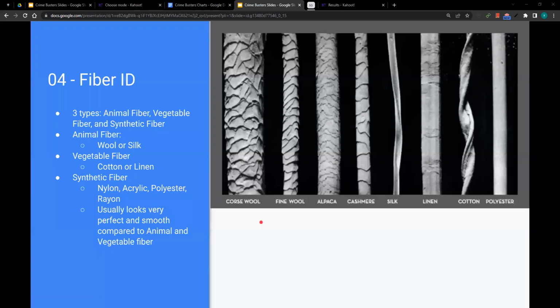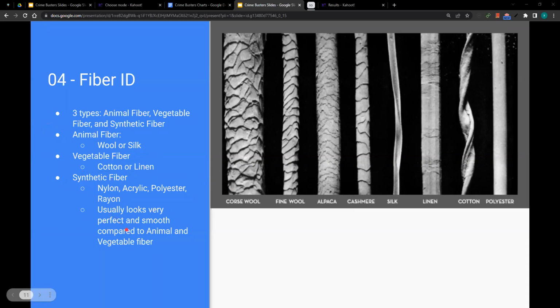Great job, everyone. Fiber identification is just like hair identification. There's three types, namely animal fiber, vegetable fiber, and synthetic fiber. Animal and vegetable fiber are both natural fibers, which means that they grow on plants or trees, or even animals. So wool or silk or cotton or linen, they're found everywhere on clothing.